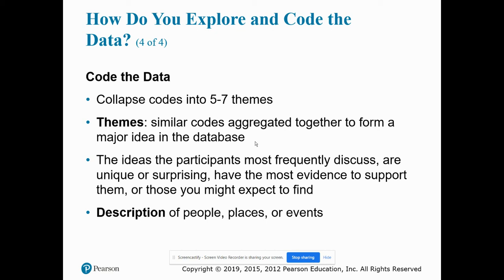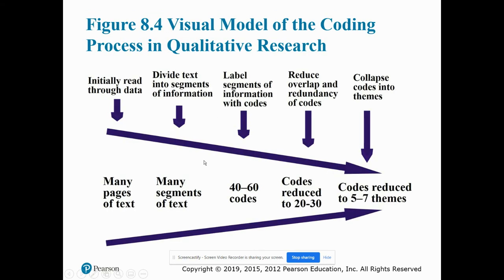They are unique or surprising. They have the most evidence to support them. And you can use a description of people, places, or events in this process. And then here's a visual model of the coding process. This is represented on page 244 in your textbook.